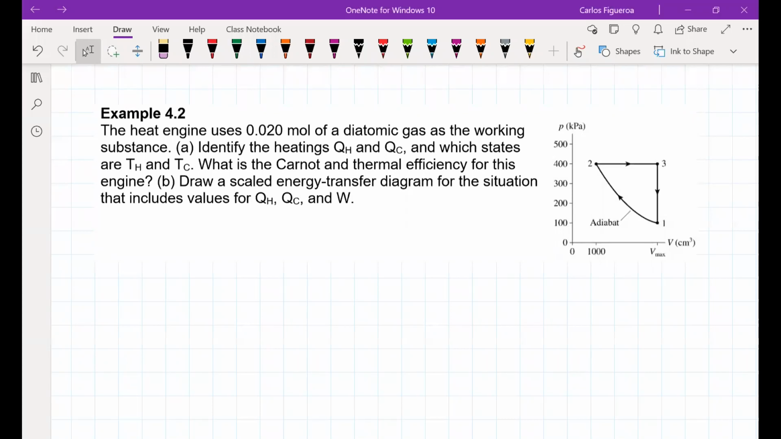Example 4.2. A heat engine uses 0.02 moles of a diatomic gas as its working substance. A. Identify the heatings Q hot and Q cold, and which states are T hot and T cold. What is the Carnot and thermal efficiency of this engine? Draw a scaled energy transfer diagram for the situation that includes values of QH, QC, and W.